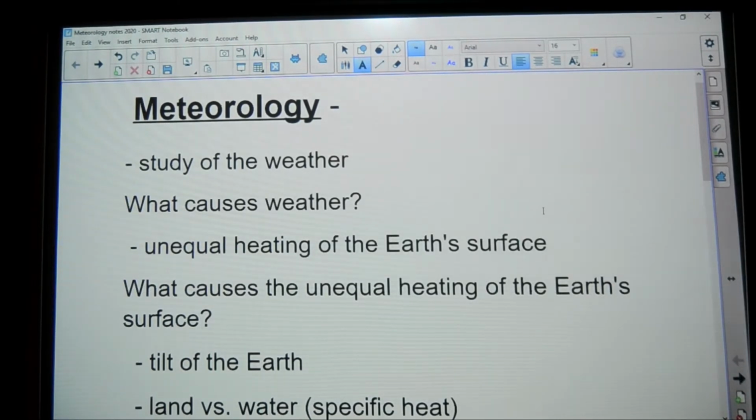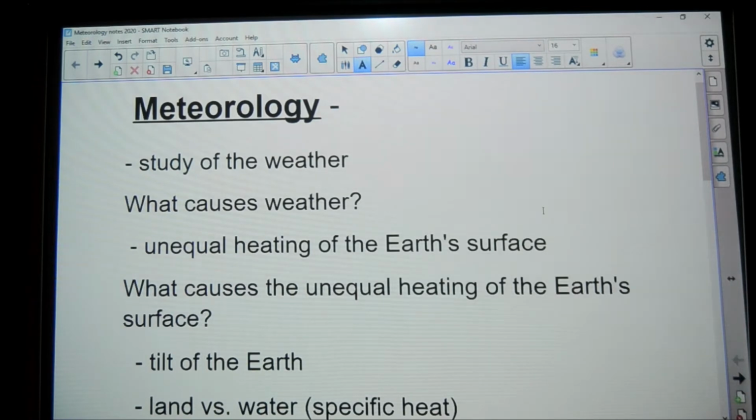Well, the reason the Earth doesn't heat equally is because, going back to astronomy, with the tilt of the Earth in June, the southern hemisphere is tilted away from the sun, northern hemisphere is tilted towards the sun. So the more sun you have, or the longer the duration, the warmer the temperatures. You absorb more heat energy, and therefore you radiate more heat energy. So first one's going to be the tilt of the Earth.